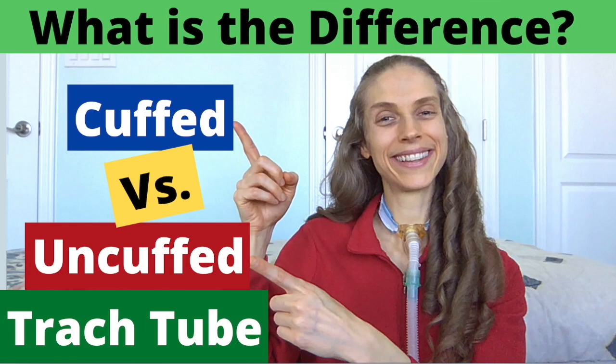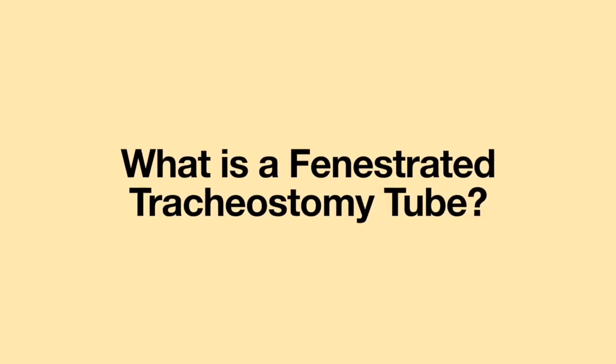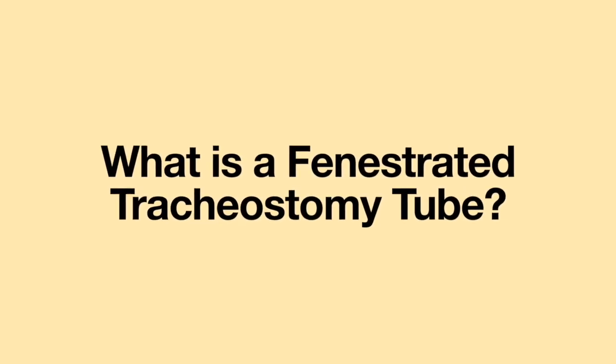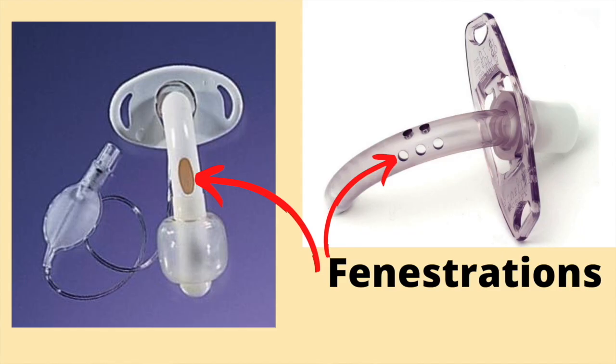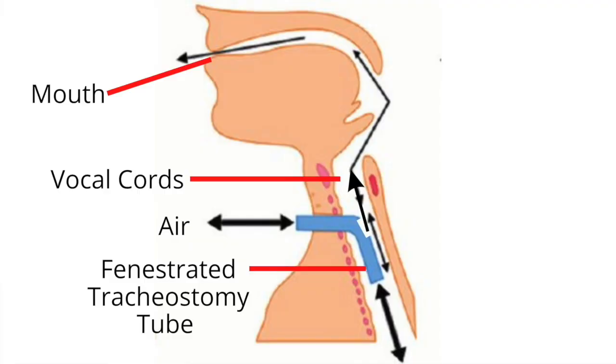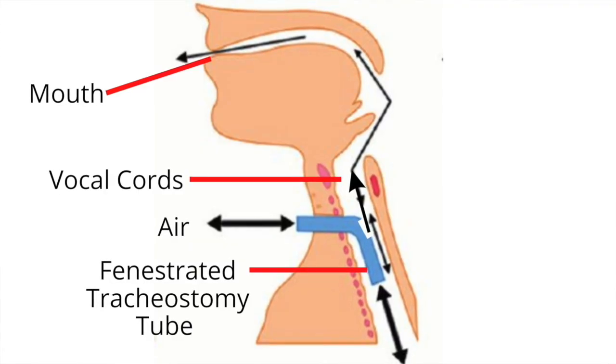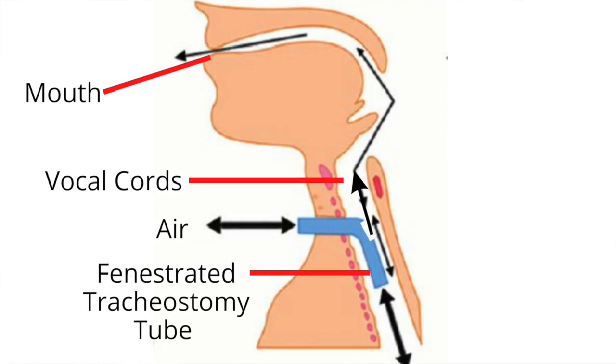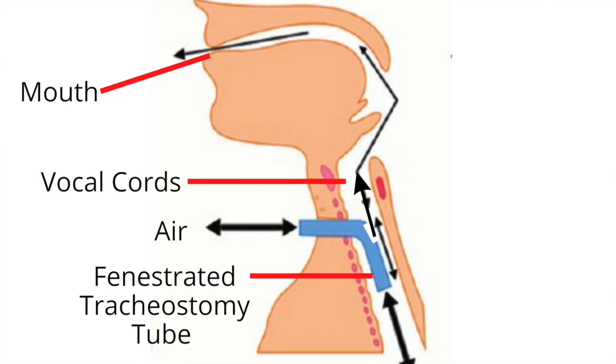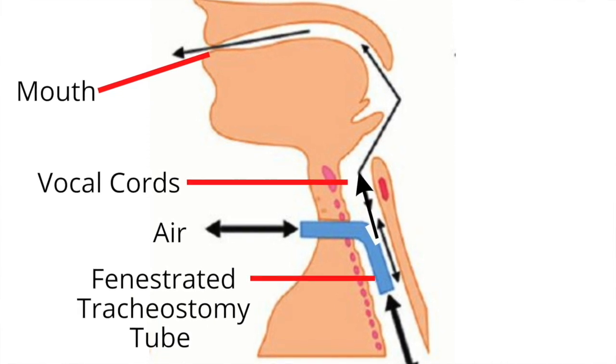For more information about cuffed and cuffless tracheostomy tubes, please see the video Cuffed versus Uncuffed Tracheostomy Tubes. What is the difference? A fenestrated tracheostomy tube has a small hole or multiple holes in the shaft of the tracheostomy tube. These openings allow for increased airflow up the airway and out the nose and mouth. This is especially helpful when a person wants to speak.